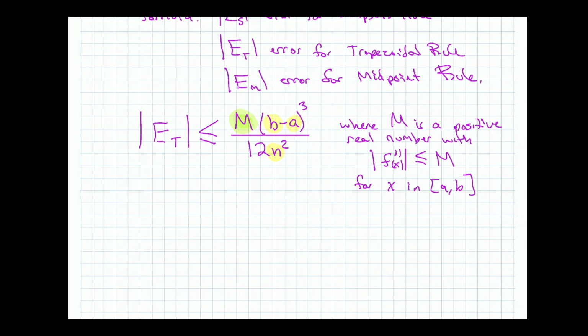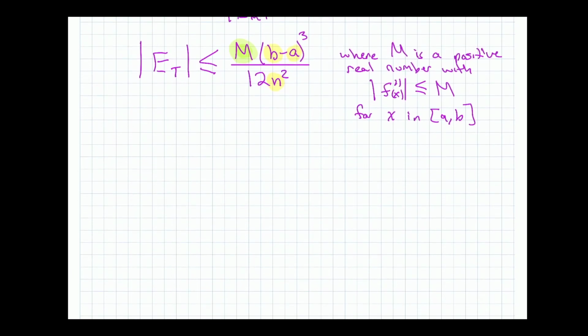Now, we're not dealing with that yet, just let it sit in your brain. The error for the midpoint rule is almost the same. I believe it's 24n squared. Let me just double check that. One second.